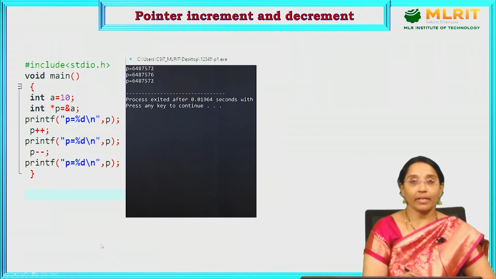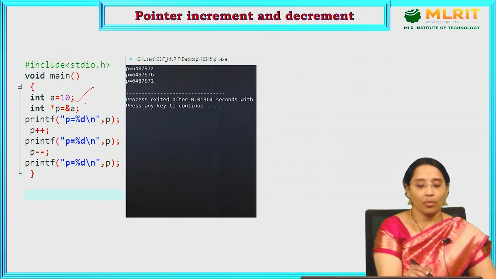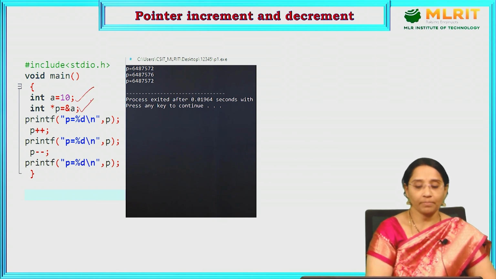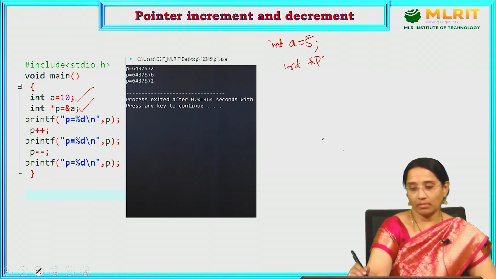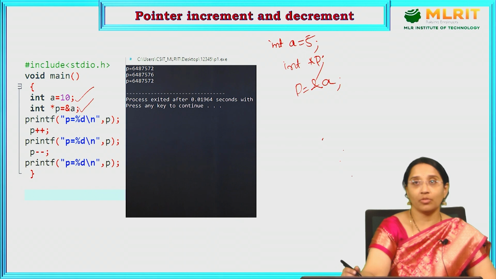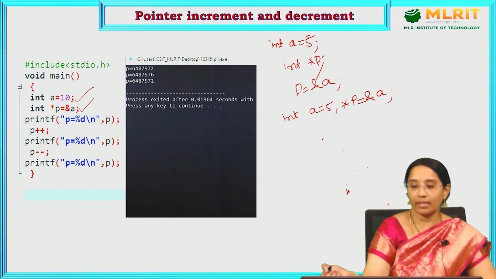Next one, pointer arithmetic. So here is one more example: int A is initialized to 10, pointer P is equal to address of A. In the previous example, int a equal to 5, we have seen one example. There we wrote all these lines separately, but you can write it in one single line also. Int a equal to 5. So int pointer p is equal to address of a. Like that also you can write.